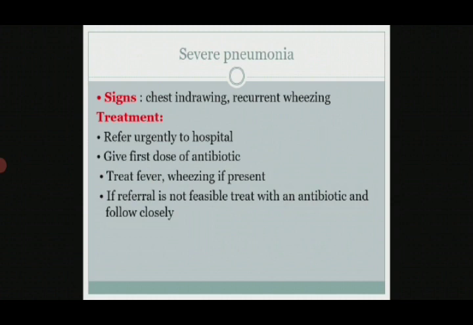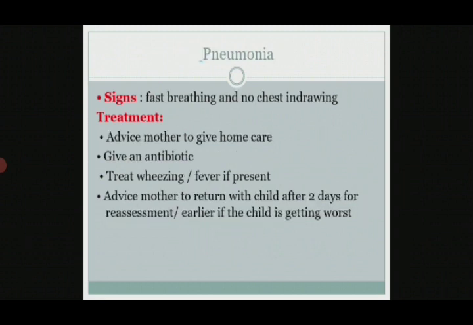Then severe pneumonia. Signs of severe pneumonia are chest indrawing, which we discussed in early slides, and recurrent wheezing. What is the treatment? Again, first dose of antibiotic is given to child. Fever is treated. And child is referred to higher center for proper management. If referral is not feasible, immediately treat with antibiotics and follow closely.